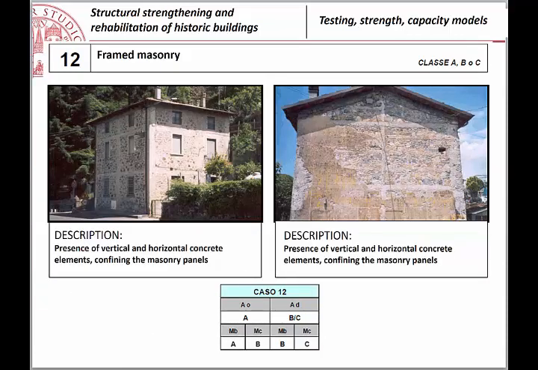We go ahead for a few minutes showing some other cases. Sometimes there are masonries which are called framed masonries. This is used especially for high quality buildings like residential buildings for families, for important families, etc.